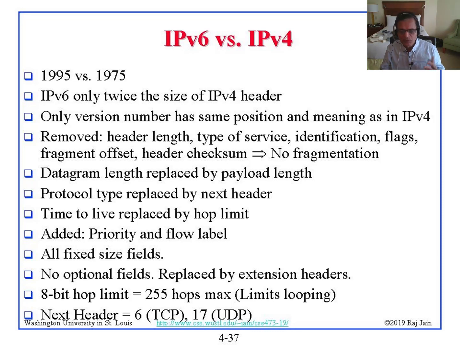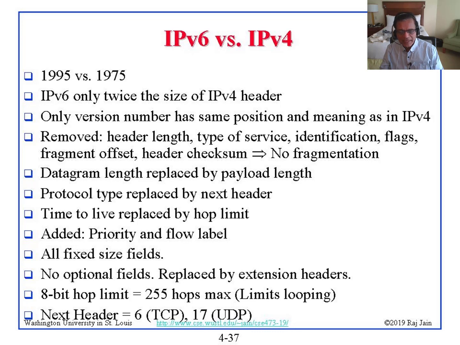Only the version number is in the same position. They removed the header length, type of service, identification, fragmentation, and header checksum. So there is no fragmentation basically, and the header checksum is not even in this field. Hop limit, destination address. So I don't know where the header checksum field is missing. But anyway, datagram length is replaced by payload length. So this is a payload length, which clearly means that this is not the length of the whole datagram from beginning to the end. This is just the thing that came from layer 4.